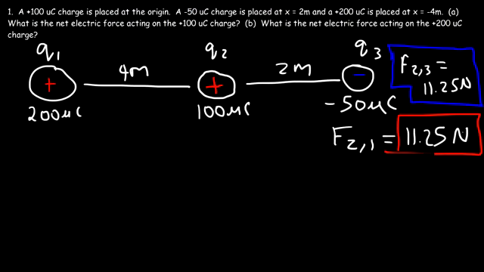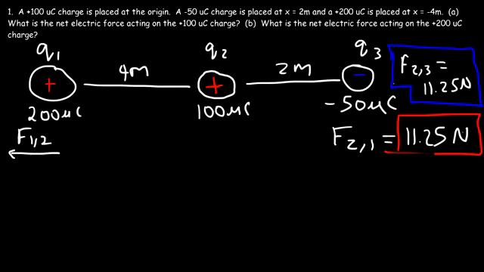Now let's move on to the next part. What is the net electric force acting on the 200 microcoulomb charge? So that's on Q1. So let's see what effect Q2 has on Q1. Q2 repels Q1. So Q2 will cause Q1 to go in this direction. So we can call that F1,2. That's the force exerted on charge 1 by charge 2.